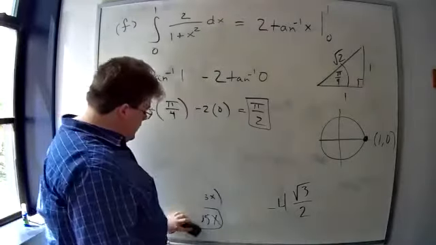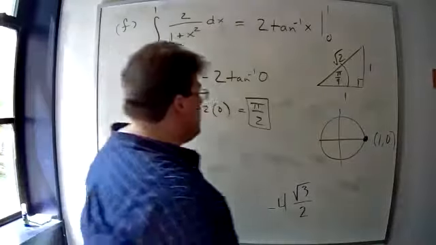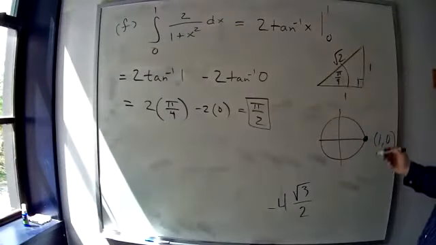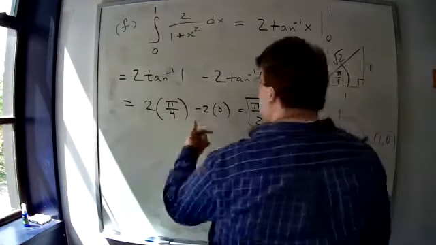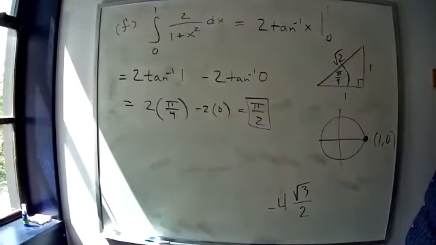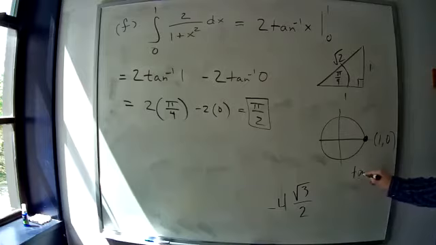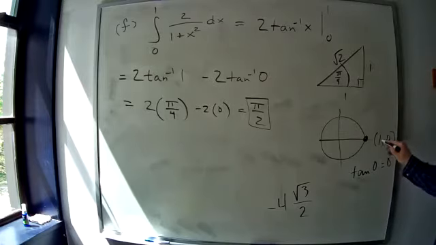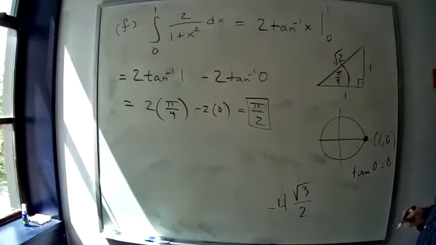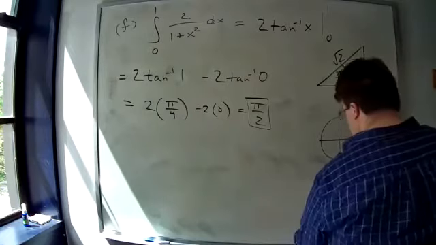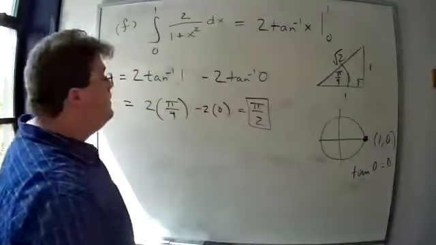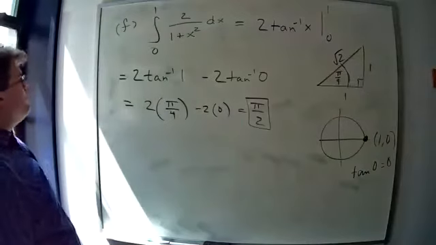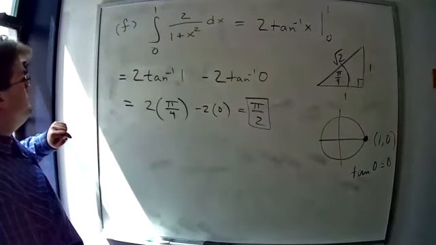So we need here the angle whose tangent is 1. And from this triangle, the tangent of pi/4 is 1. So the angle whose tangent is 1 is pi/4. For this next one, we need the angle whose tangent is 0. And the tangent of 0 is sine of 0 over cosine 0, 0 over 1, which is 0. So the angle whose tangent is 1 is pi/4. Any other questions about part F?